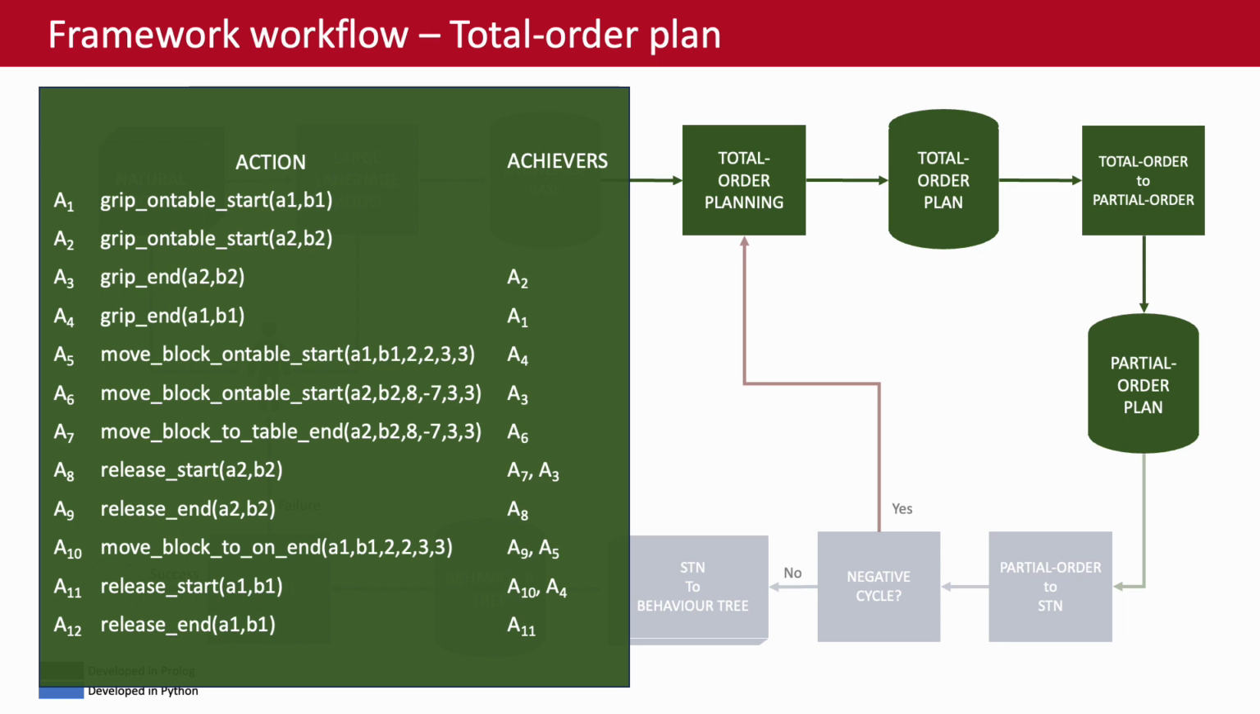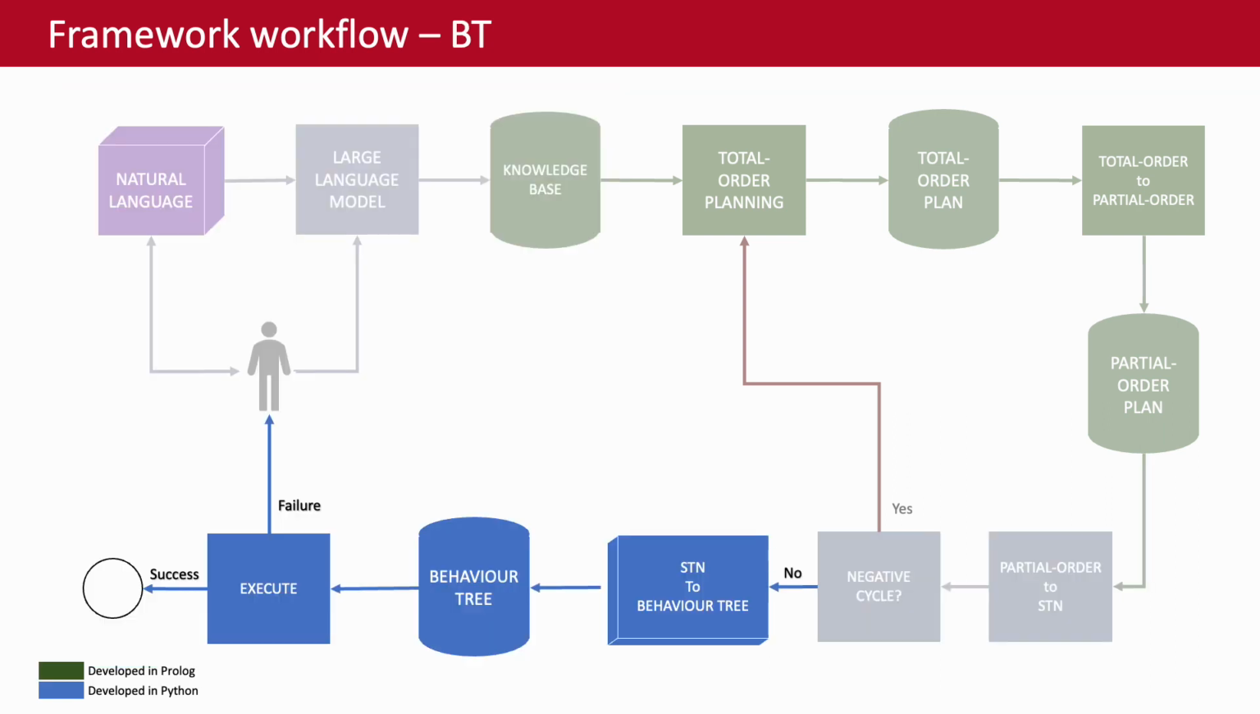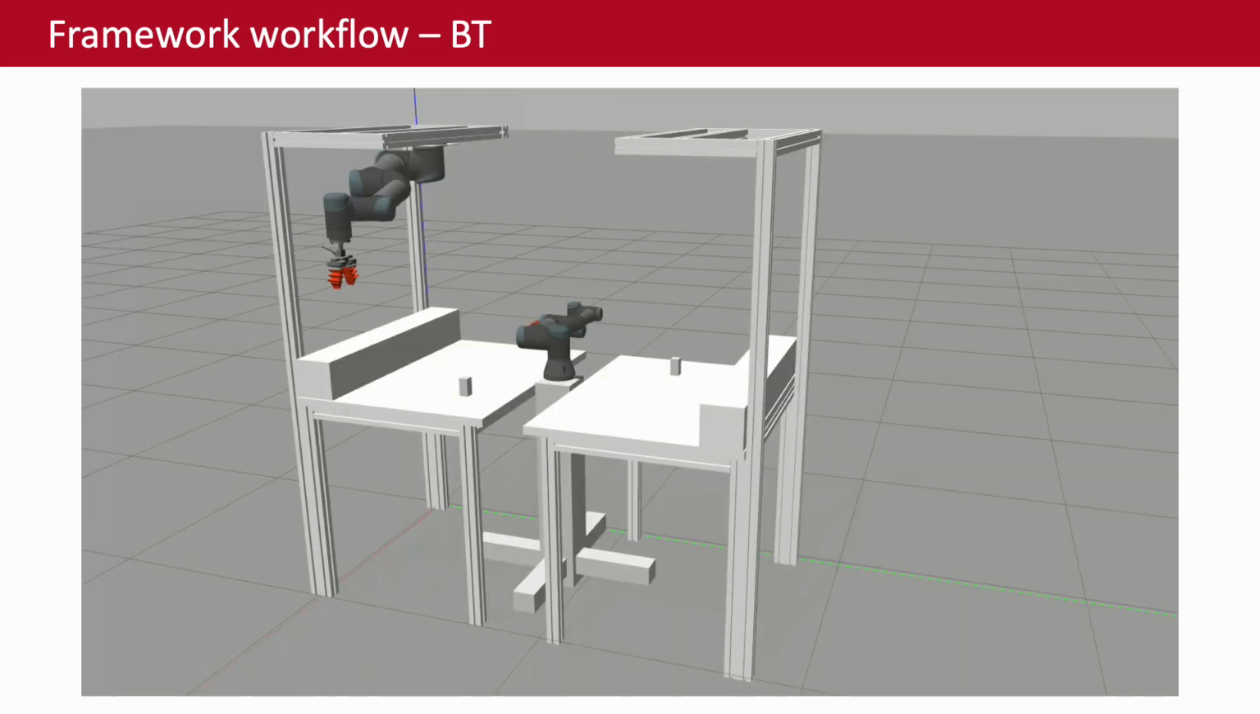After that, we call the Prolog algorithm, which extracts the total order plan, which is shown on the left, and subsequently the partial order plan, understanding the causal relationship between the different actions. At this point, we are able to extract the simple temporal network, and we also add the constraints on the duration of the actions. Finally, we extract the behavior tree, which allows us to actually run the experiments.